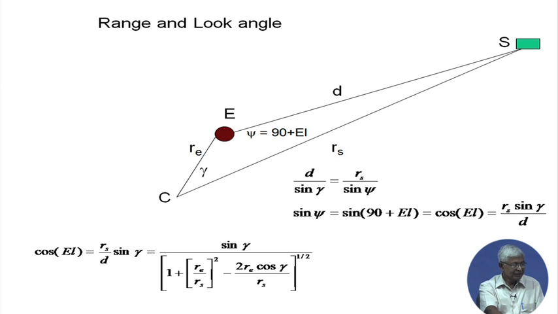So, in this case, for elevation, what is required? We need to know R e, radius of the earth, assuming earth as a sphere, and R s, where we should know the orbital height. In case of geostationary satellite, it is known, and a cos gamma, and sine gamma. So, the gamma has to be known.